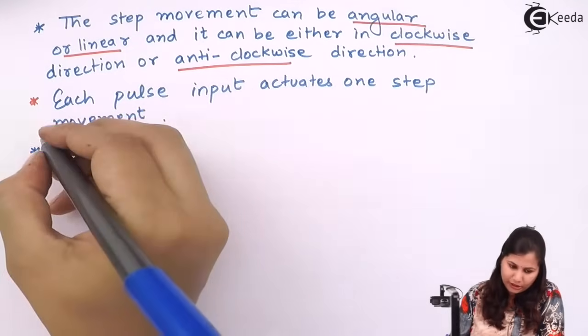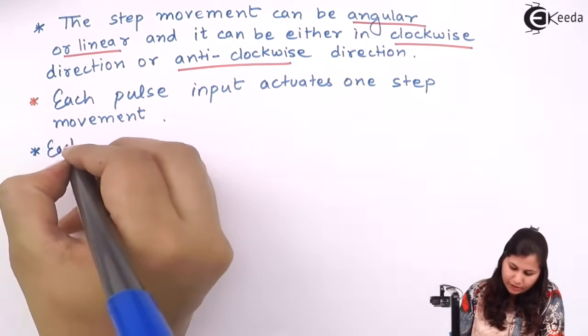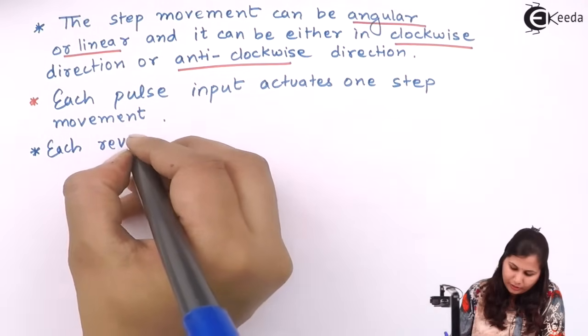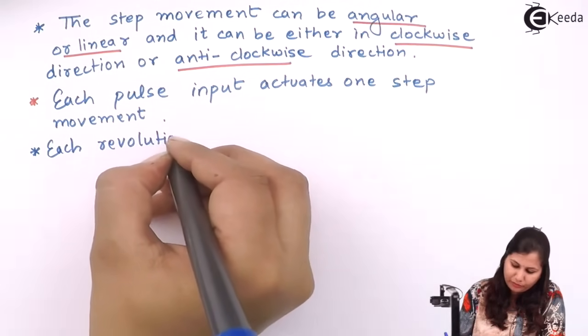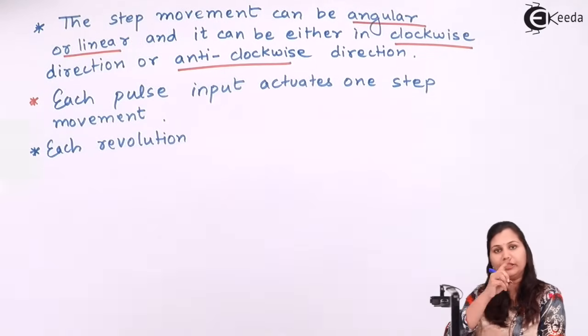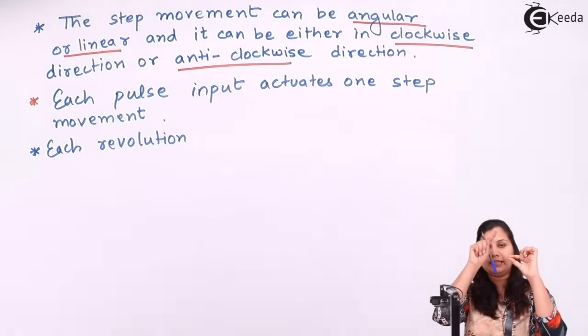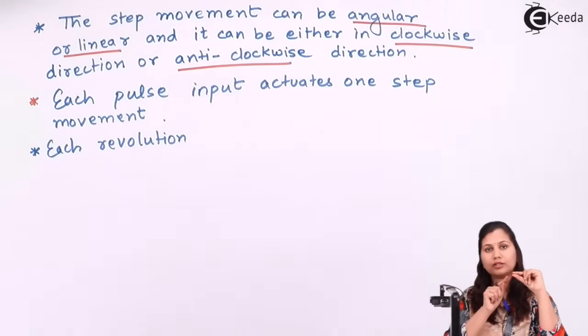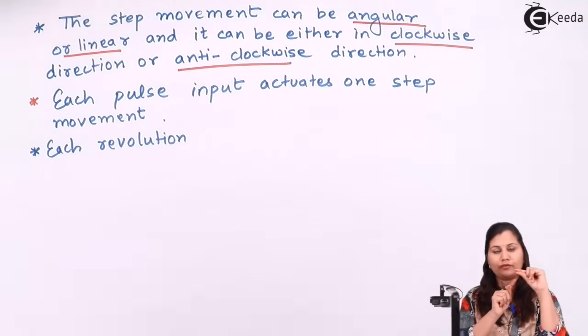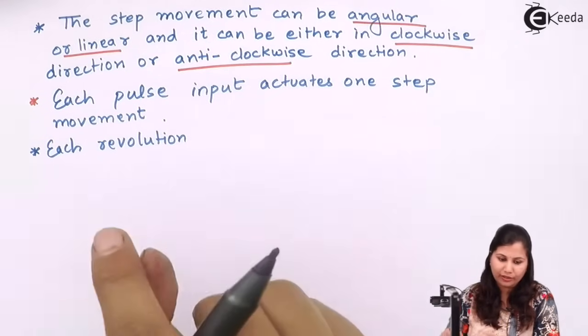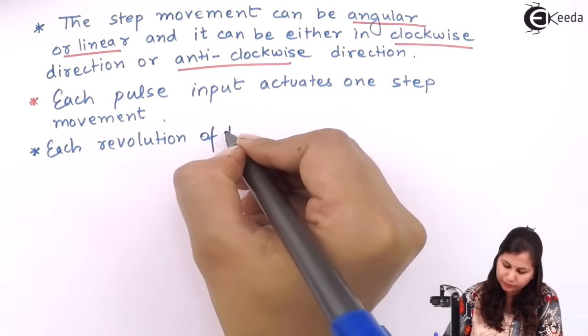Okay. So each revolution means one complete movement of the stepper motor. Suppose it is starting from a point and it is completing the full circle, so it is one revolution of the stepper motor.